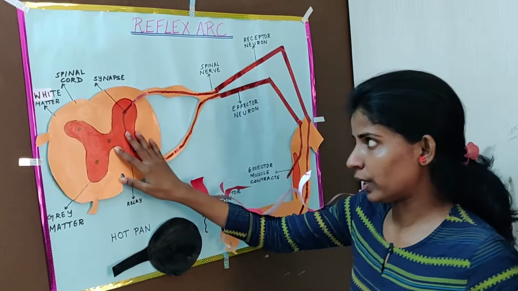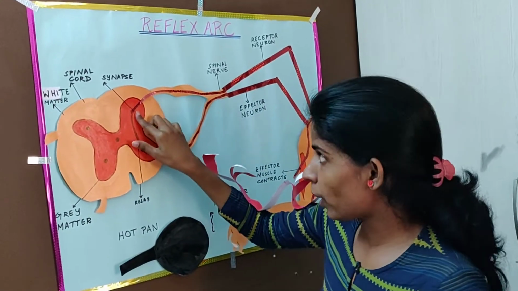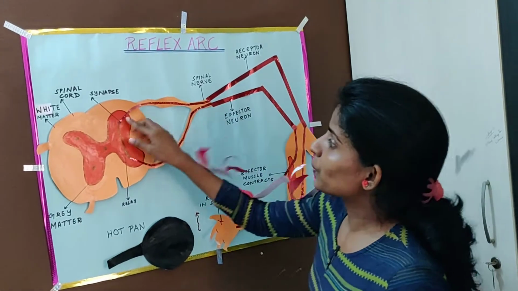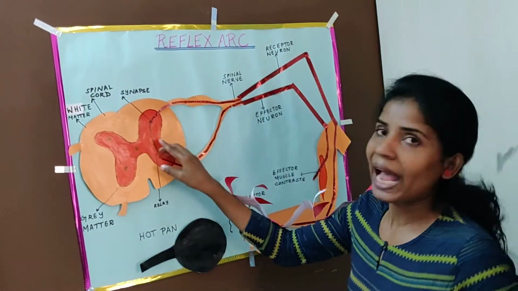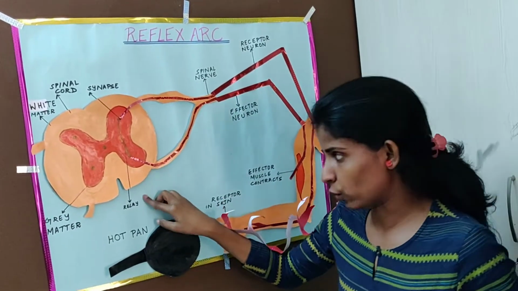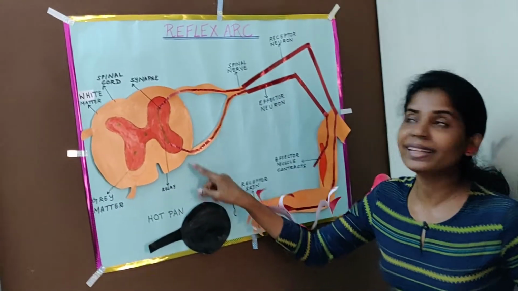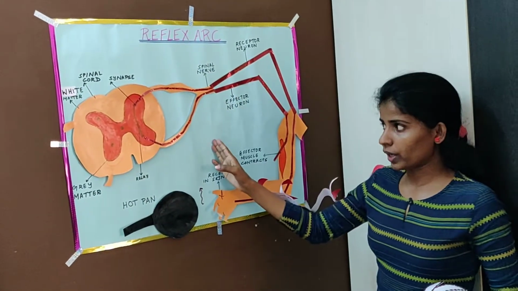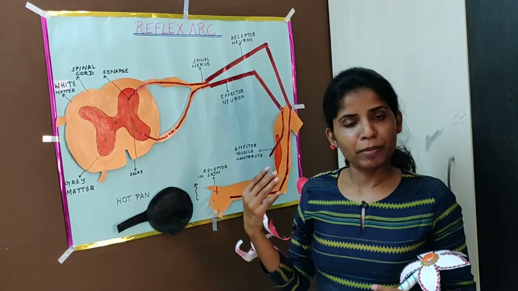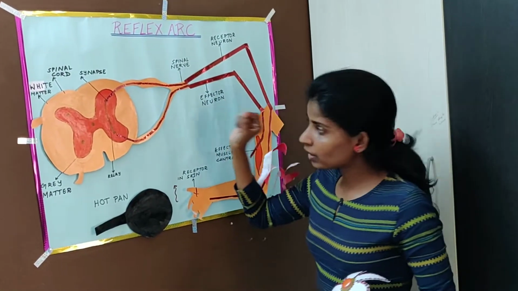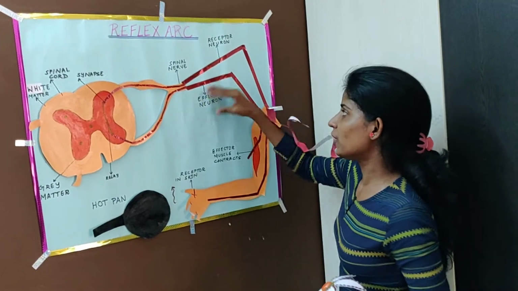In the spinal cord there is something called a sensory neuron. So the signal sent by the receptor is received by the sensory neuron. Then this sensory neuron sends the signal to the relay neuron. This relay neuron connects the sensory neuron to the motor neuron. Motor neuron means that which makes you do some kind of action. Again, the signal from the motor neuron is passed to the effector.